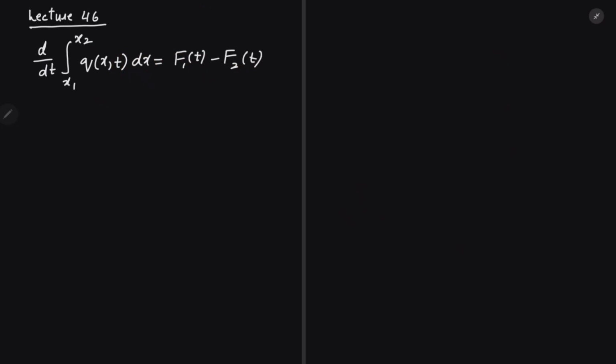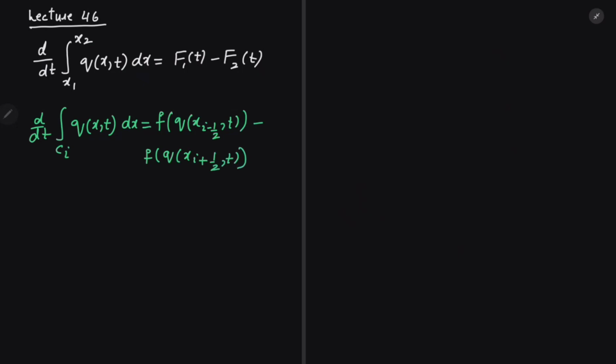If we write this in the numerical method form, d/dt of the integral over cell i of q(x,t) dx is equal to the flux at q at x_{i-1/2}, t minus the flux at q at x_{i+1/2}, t, something like that.